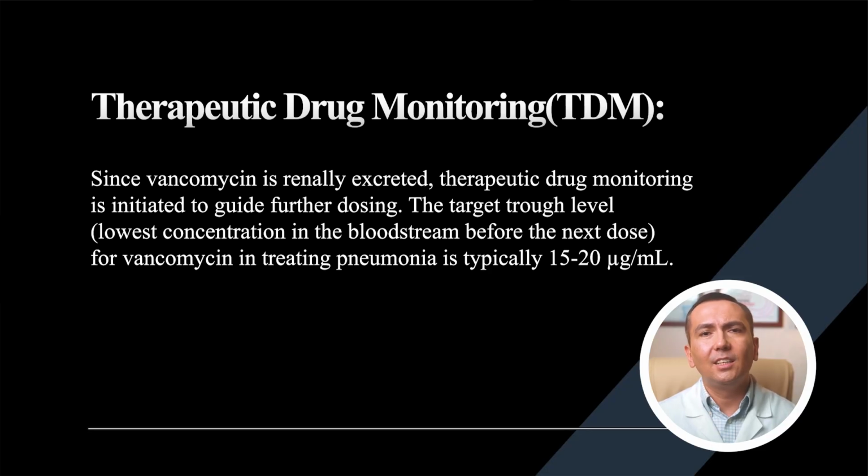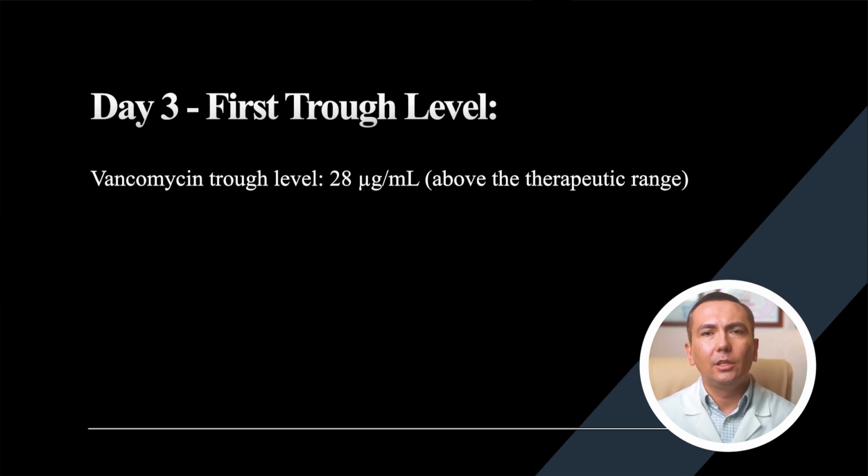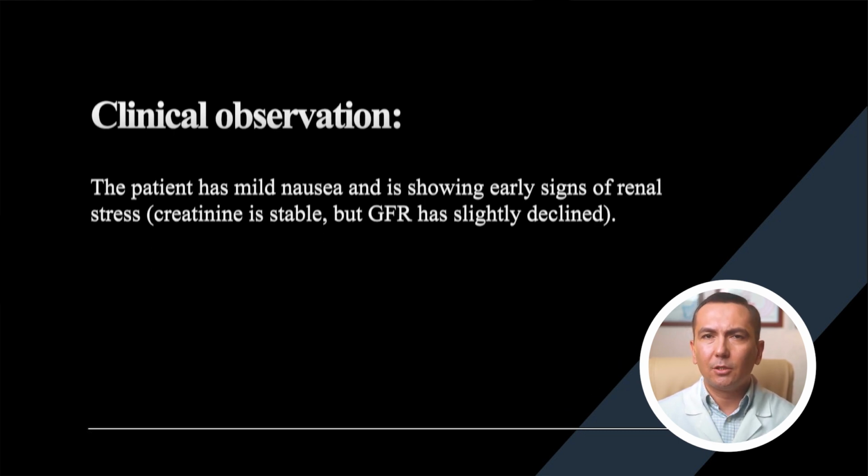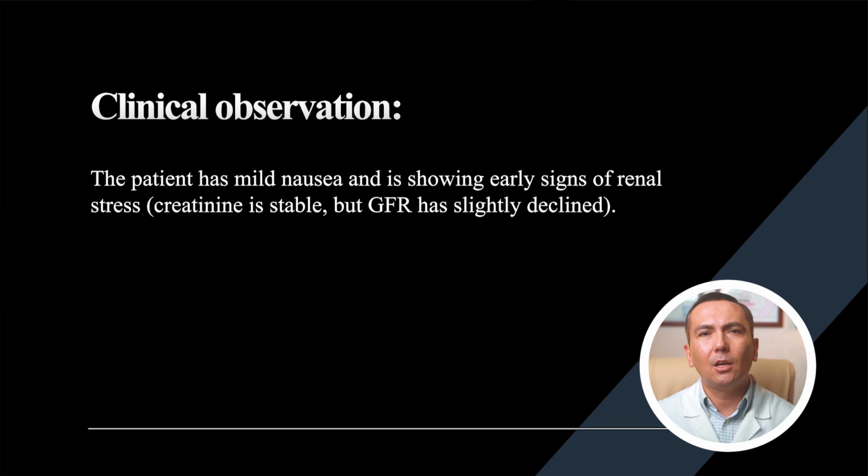Target trough level: lowest concentration in the bloodstream before the next dose. For vancomycin in treating pneumonia, it is typically 15 to 20 micrograms per milliliter. On day 3 of vancomycin dosage, the vancomycin trough level in the serum is 28 micrograms per milliliter. That is above therapeutic range. Clinical observation shows that the patient has mild nausea and is showing early signs of renal stress. Creatinine is stable, but GFR has slightly declined.